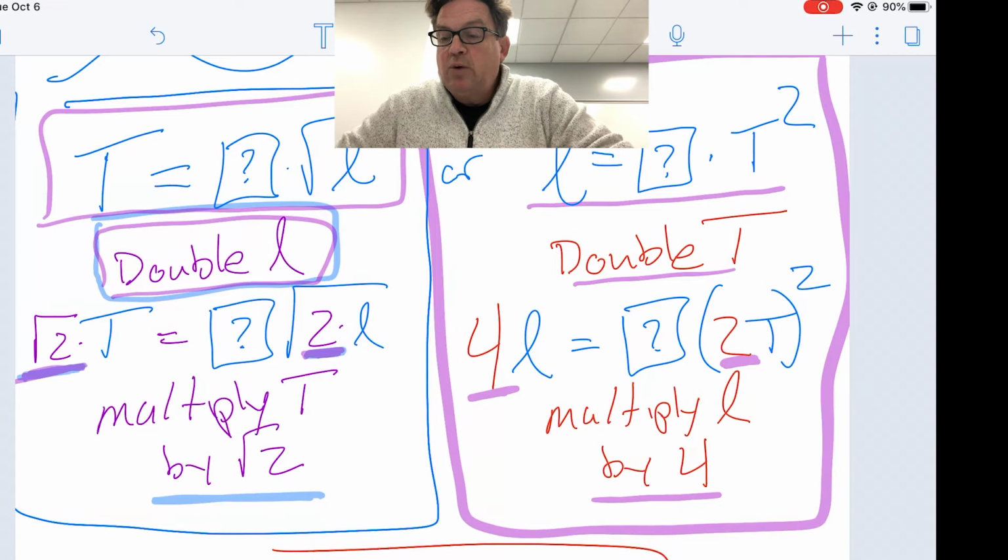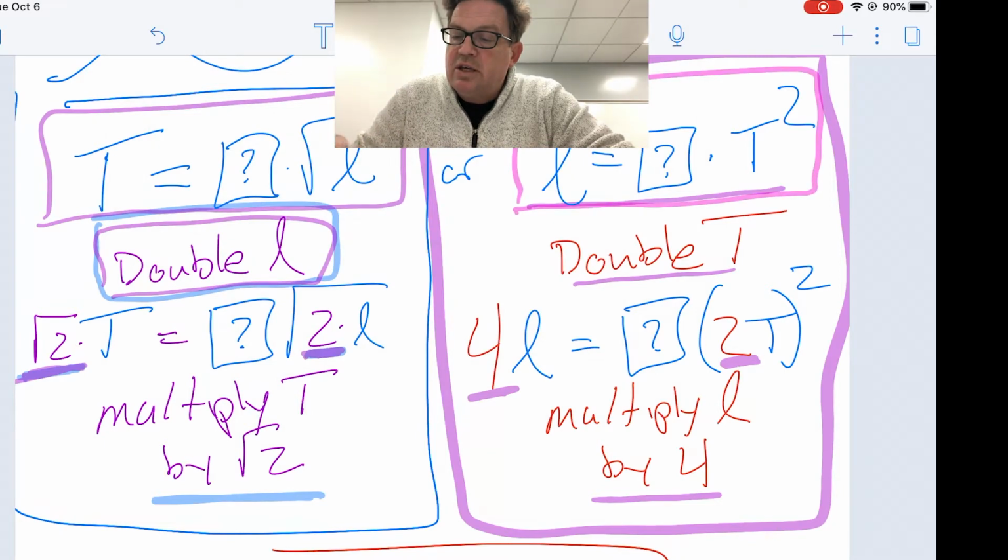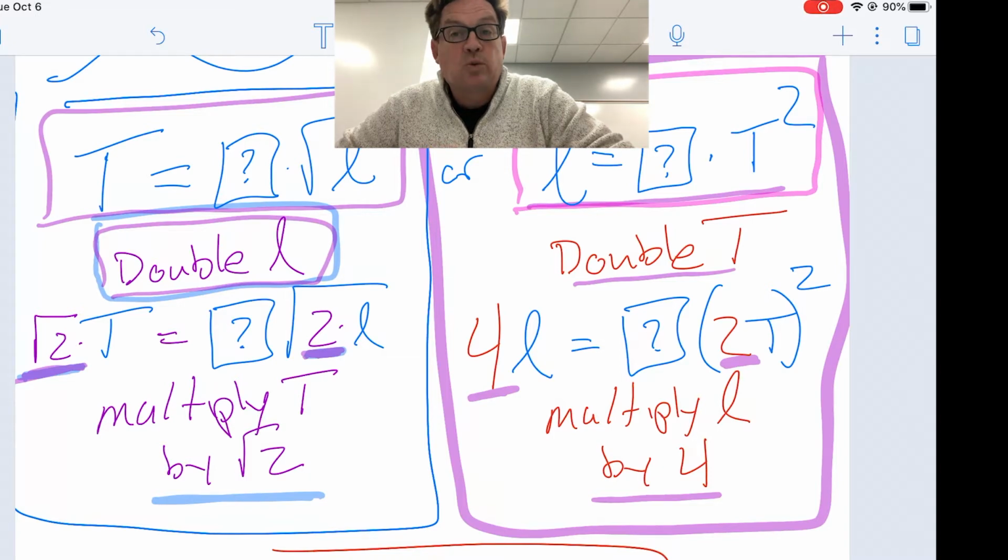Conversely, if the length is equal to some constant times the square of the time, it varies with the square of the time. Then if you double the time, you increase the length by 2 squared, or 4. So if something varies with respect to the square of the input, if you double the input, the output is increased by 2 squared, or 4. If you triple the input, the output is increased by 3 squared, or 9. So that's what varying with the square means.